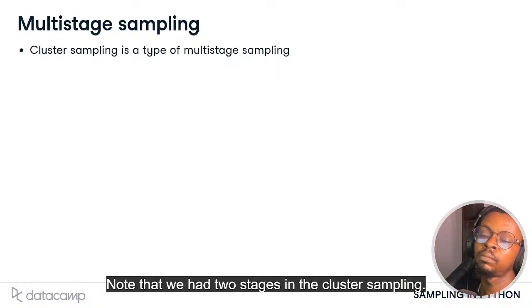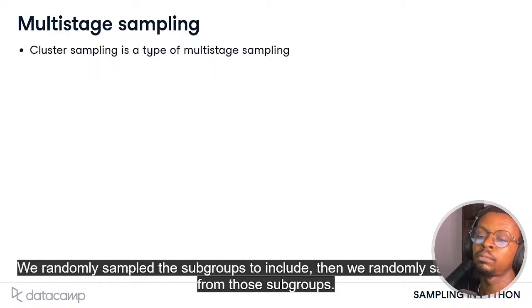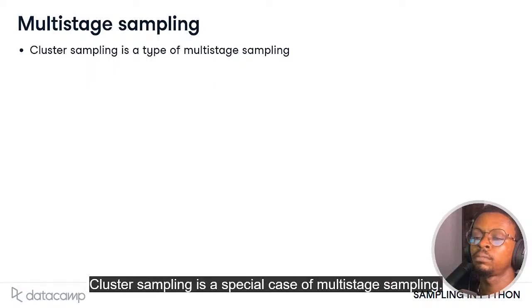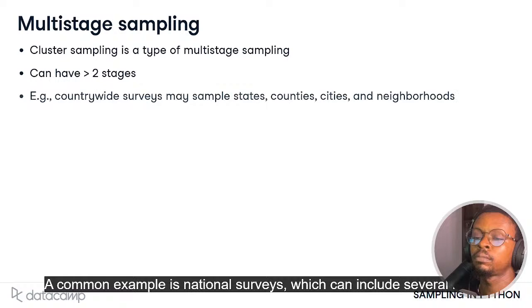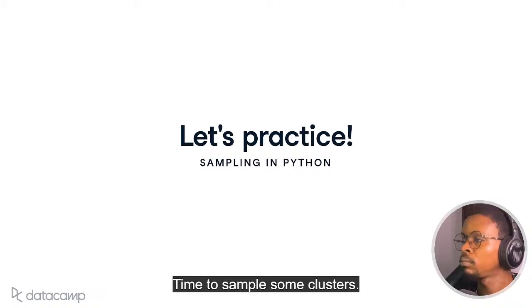Note that we had 2 stages in the cluster sampling. We randomly sampled the subgroups to include, then we randomly sampled rows from those subgroups. Cluster sampling is a special case of multi-stage sampling. It's possible to use more than 2 stages. A common example is national surveys, which can include several levels of administrative regions, like states, counties, cities, and neighborhoods. Time to sample some clusters.